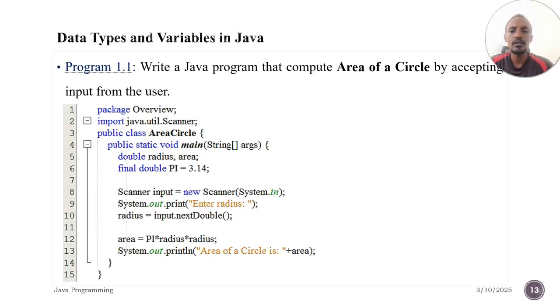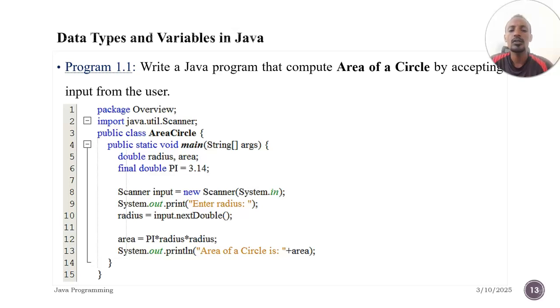Next, since input is an object of Scanner, new Scanner(System.in). Now System.out.print, enter radius, requests the user to enter the radius, radius equals input.nextDouble. So it loads the radius. After we load the radius variable, we are going to compute the area. The area of a circle is computed as pi times radius squared. So here area is equal to pi times radius.